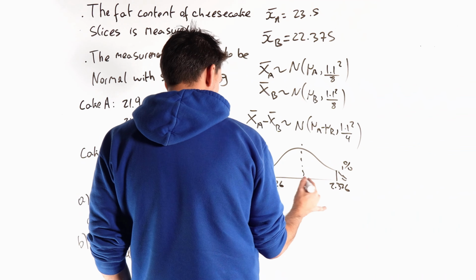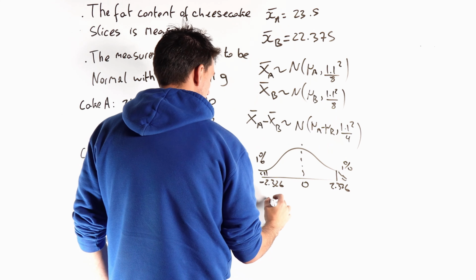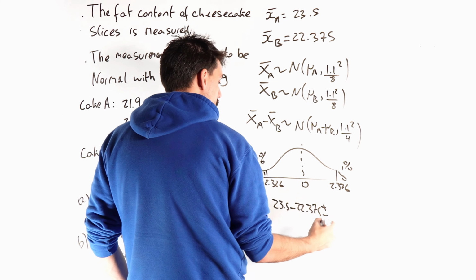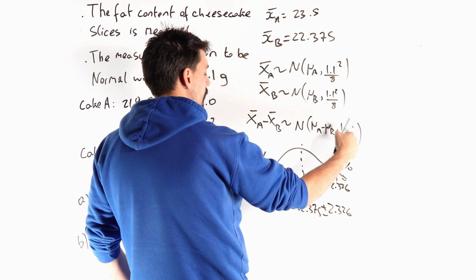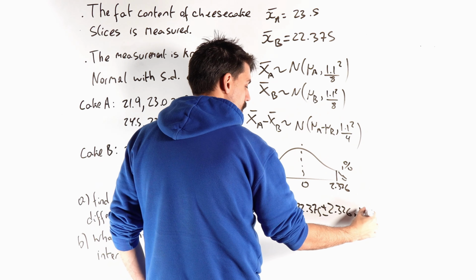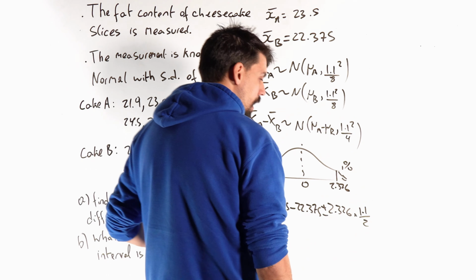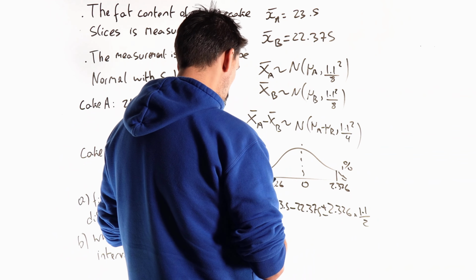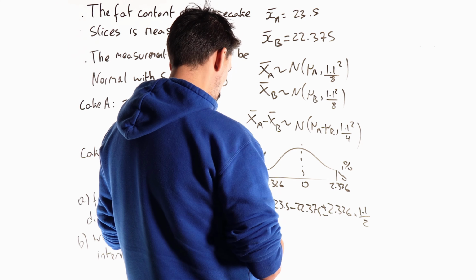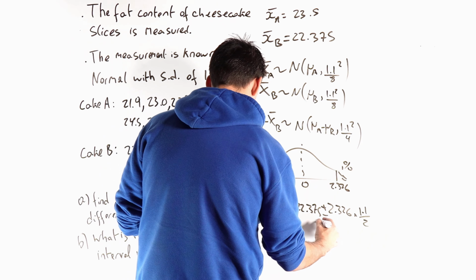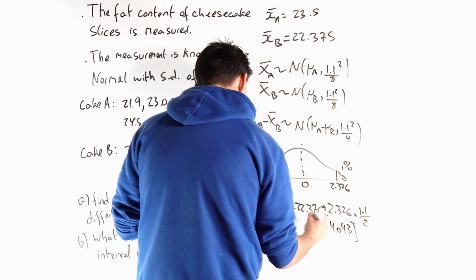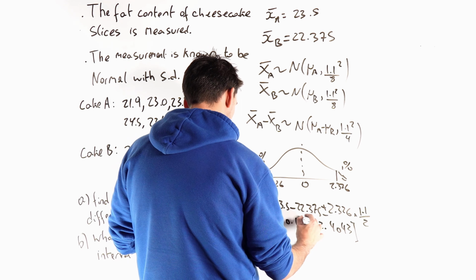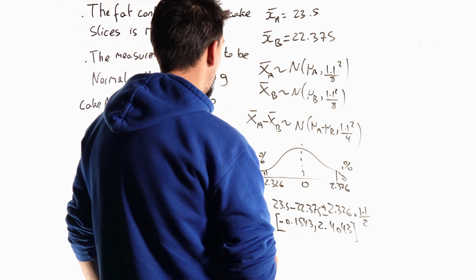So, my confidence interval is going to be, I take my test statistic, so that is 23.5 minus 22.375, plus or minus 2.326 times the standard deviation. My standard deviation is square root of that, which is going to be 1.1 over 2. So let's see what that does for me. 23.5 minus 22.37 plus 2.326 times 1.1 over 2. 2.4043 is my top one. And my bottom one, let's put a minus in there. Minus 0.1543. Unless I'm very, very much mistaken.